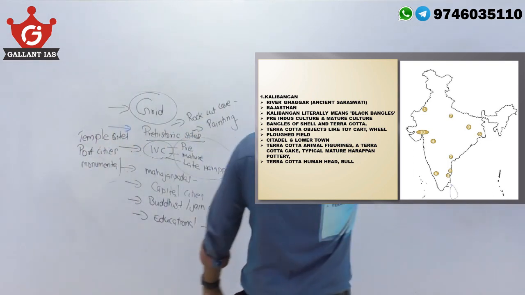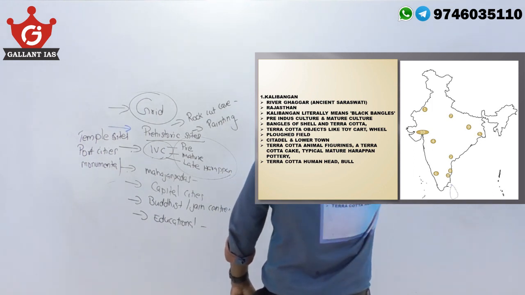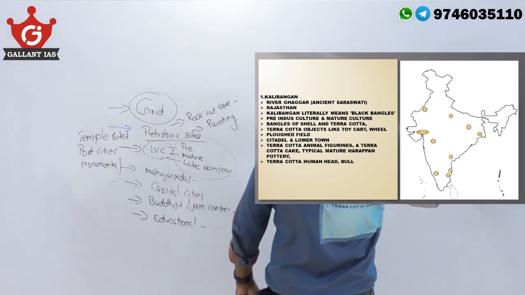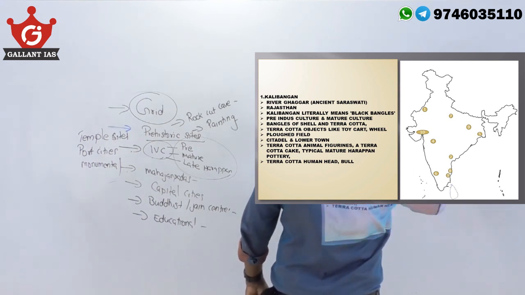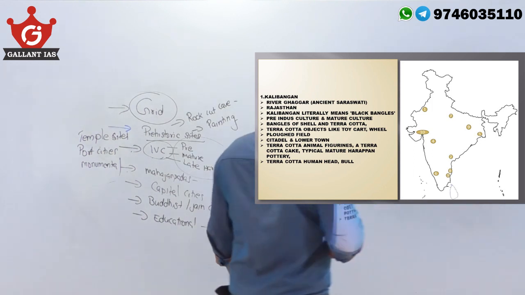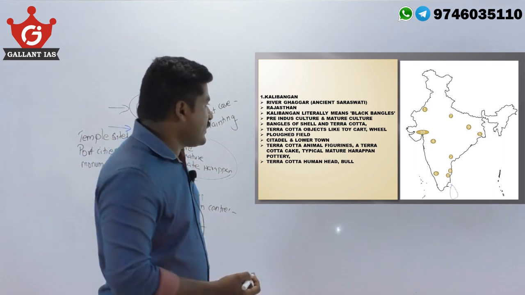So you know that this Indus Valley civilization was a triangular civilization, covering the northwestern portions of the Indian subcontinent. The major settlements of this Indus Valley civilization, you please take care. Okay, major sites of Indus Valley civilization.